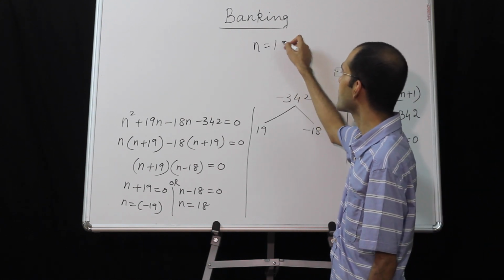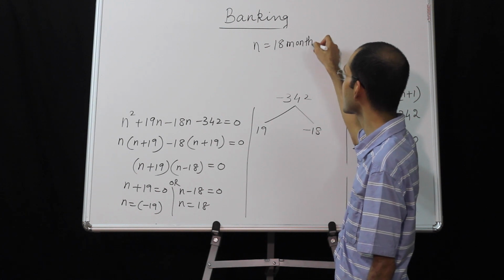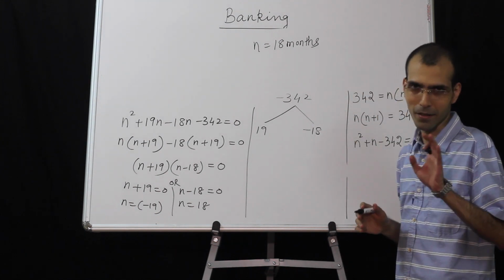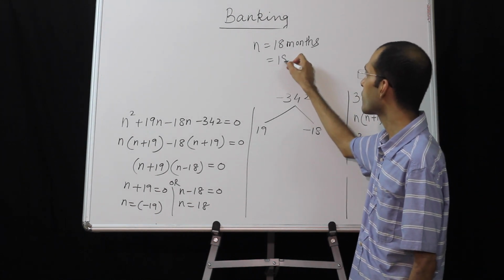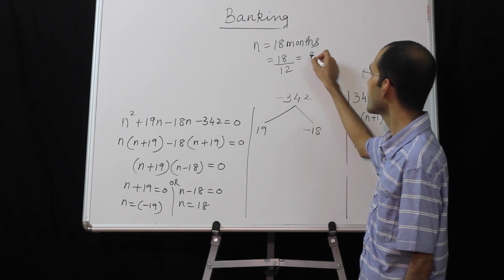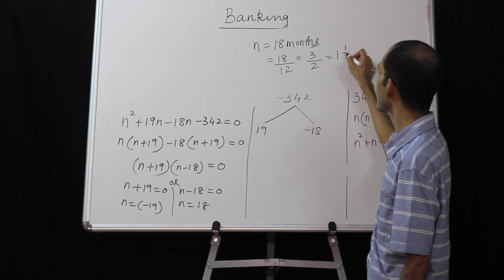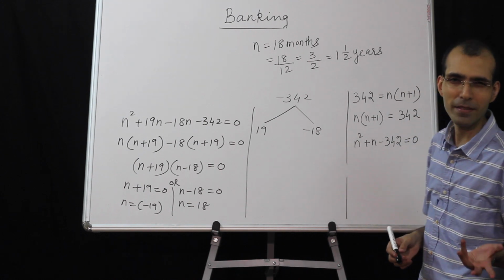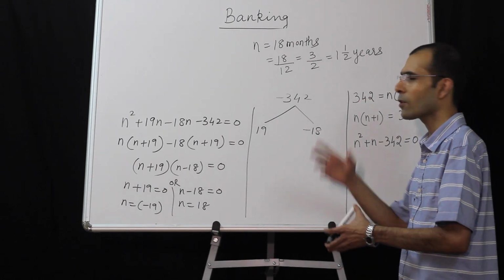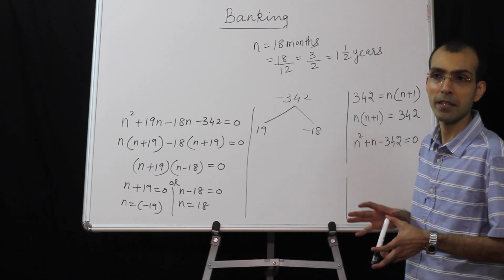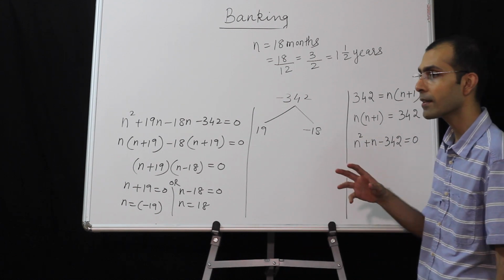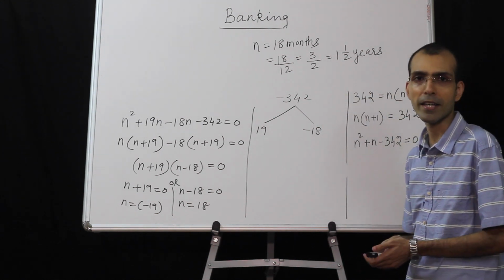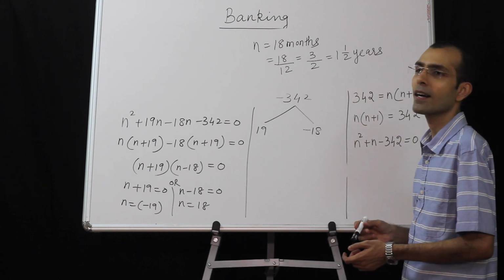So n is 18 months, because in the formula n stands for number of months. Now this can be easily converted into years. Divide by 12. So that is 3 by 2, that is 1.5 years. If it would have been something like 17 months or 16 months, you can leave it like that. This is also fine. But in case you wish to convert it into number of years, or if they ask you to find the time period in years for which the account was held, then months to years we will naturally divide by 12. So it works out to be 1.5 years.